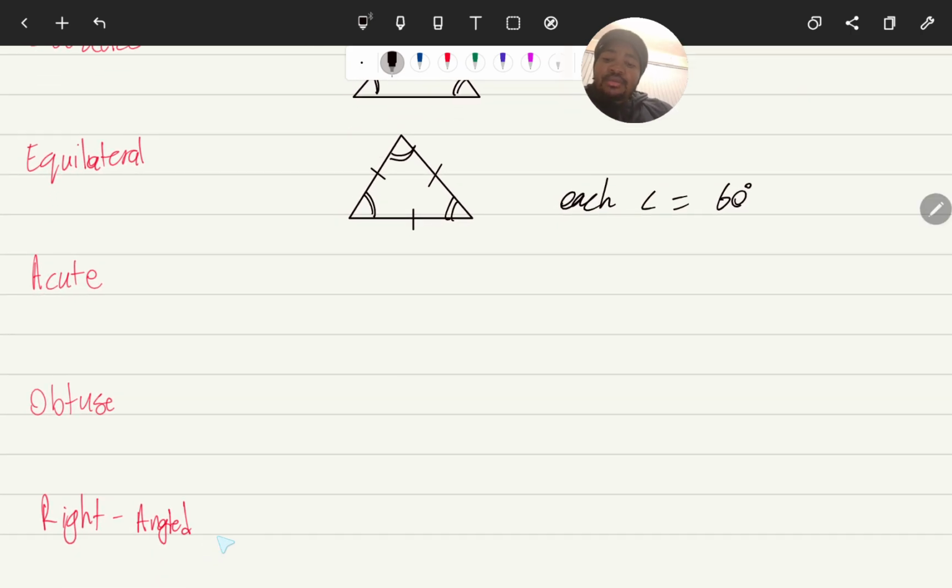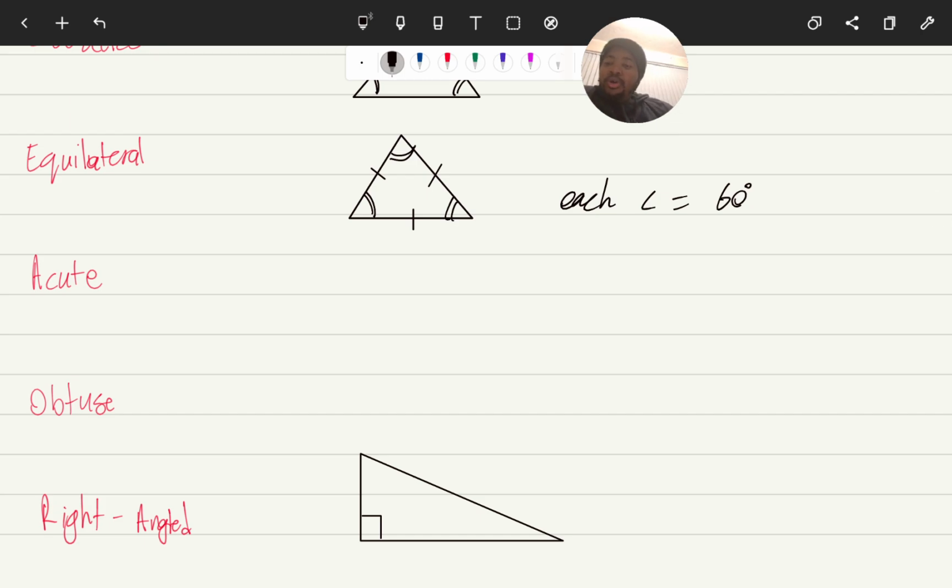Cool. Let me jump to the last one here, where we talk about the right angled triangle. We have been dealing with this one for quite some time now. A right angled triangle is one that has a right angle, which is a 90 degree angle, and it has its own hypotenuse.